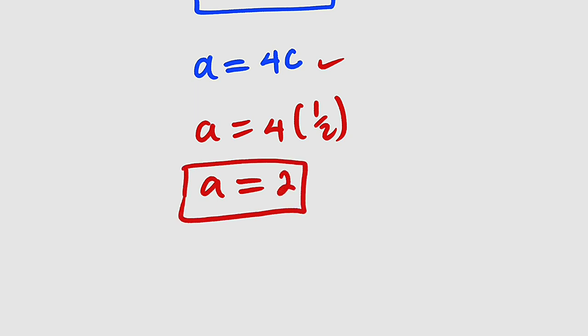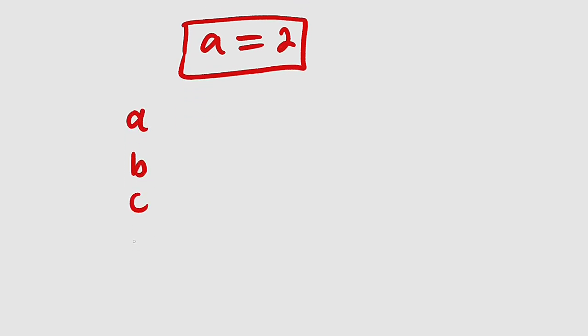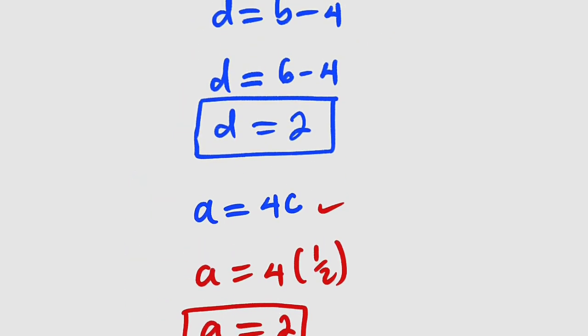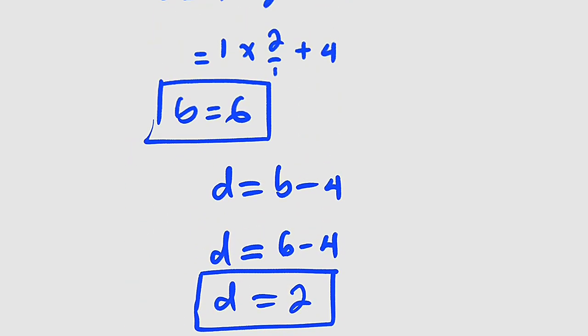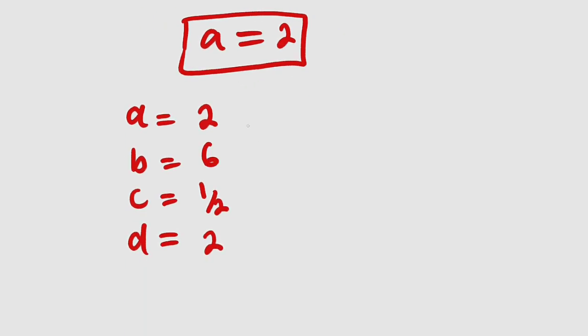So let's bring all the solutions in one place. We have a, b, c, and d. You can see that a is equal to 2 from here. d is 2. I remember c is 1/2. Then b is 6. And hence, this is the solution to this problem.